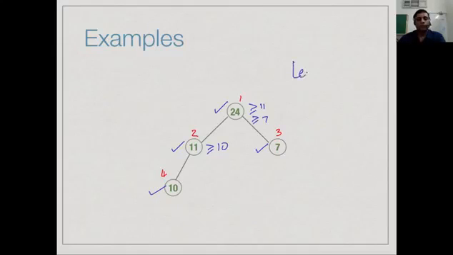So every leaf node, which has no children, always satisfies the heap property. Once we have a leaf node, there is nothing to check.